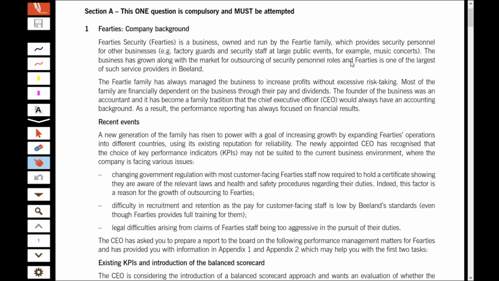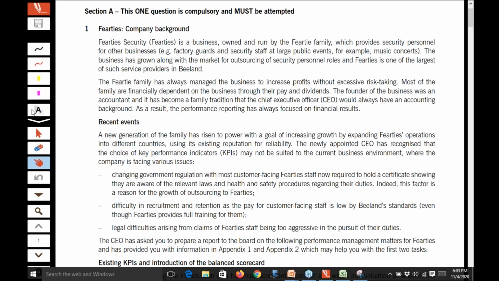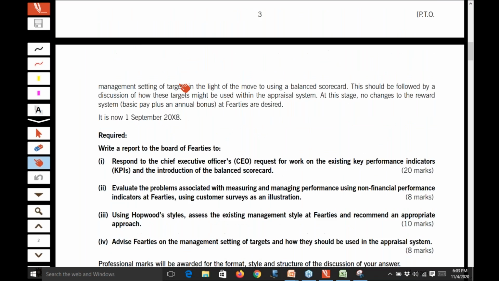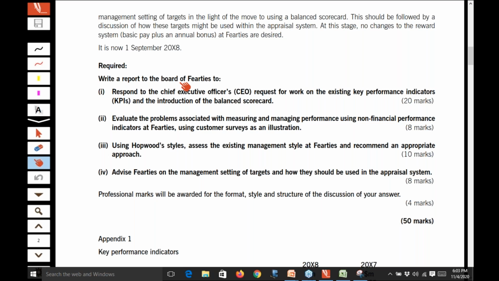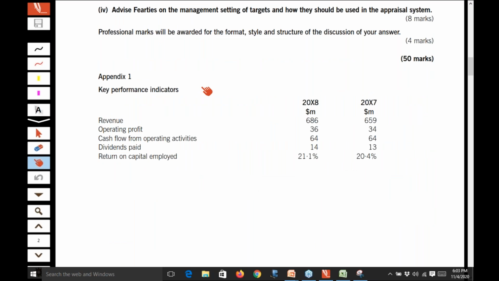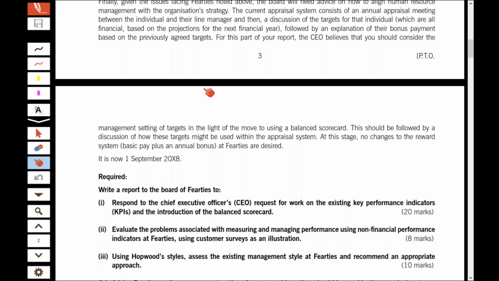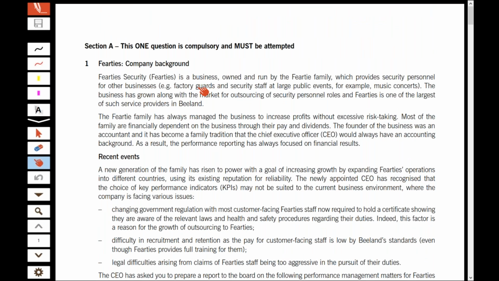Okay, now let's talk. Again, a question which is a long question. What we would be doing is going through the question in the same manner as I told you earlier: we'll go through the first paragraph, and then after that, we'll go through the requirements of the question. So the first paragraph, the Fairtees company background, says Fairtees Security is a business owned and run by the Fairtees family, which provides security personnel for other businesses.